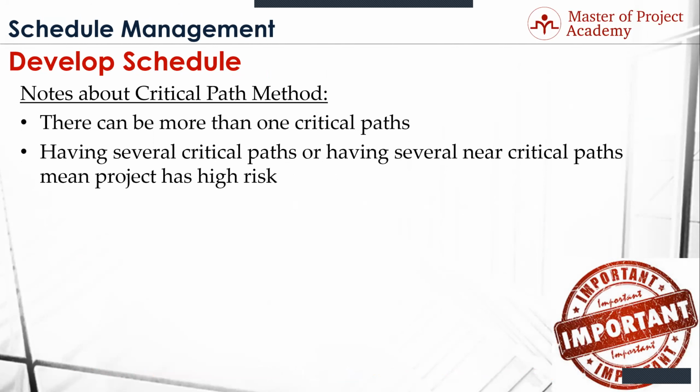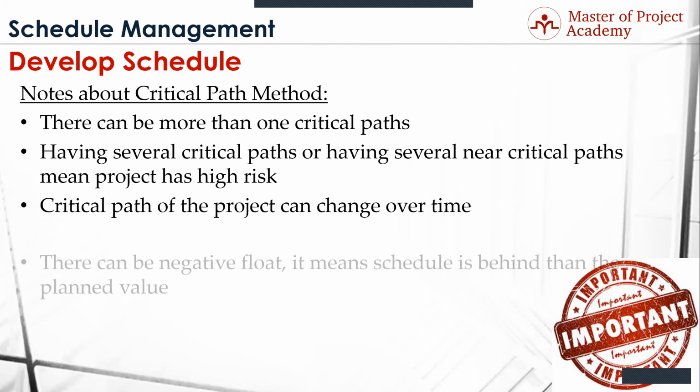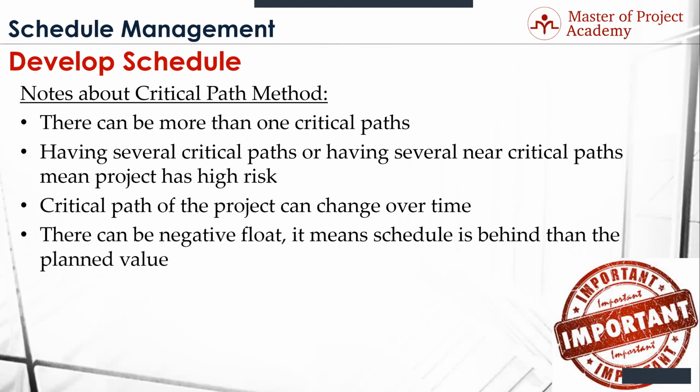To finish this up, notes about the critical path. We already talked about this first one. There can be more than one. Having several of them can create high risk, and certainly the critical path can change over time. Any one of these events can happen and cause the critical path to change, and you need to be aware of that. There can be what's called negative float. Negative float is when that end date is less than the date you have to finish.